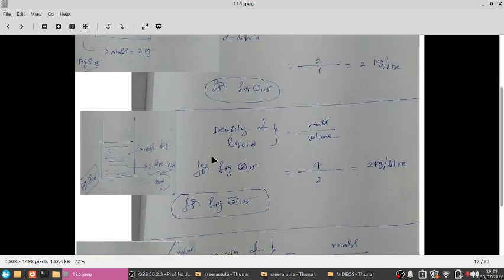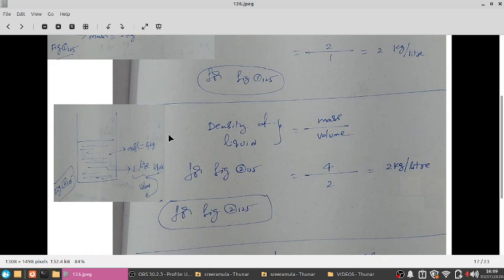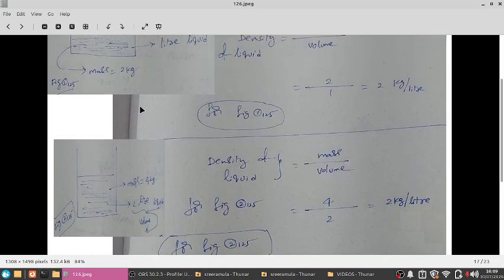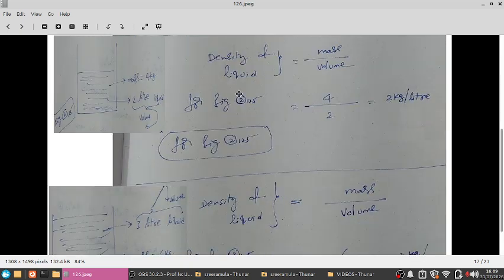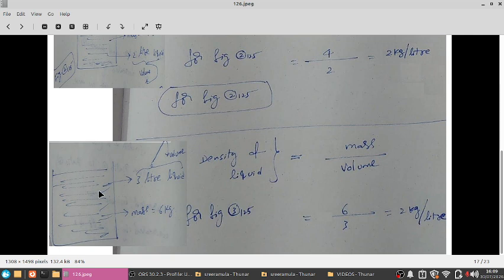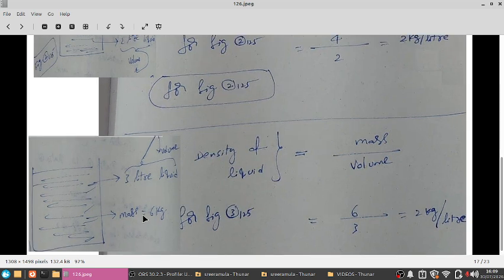Now coming to the second case, here I have increased the volume from 1 liter to 2 liters, then the mass is increased from 2 kgs to 4 kgs. The density of the liquid is mass by volume. The mass this time is 4, the volume is 2 liters, 4 by 2 is again 2 kg per liter. In the third case, the mass is 6 kgs, the volume is 3 liters, and the density is mass by volume, 6 by 3 is equal to 2 kg per liter.